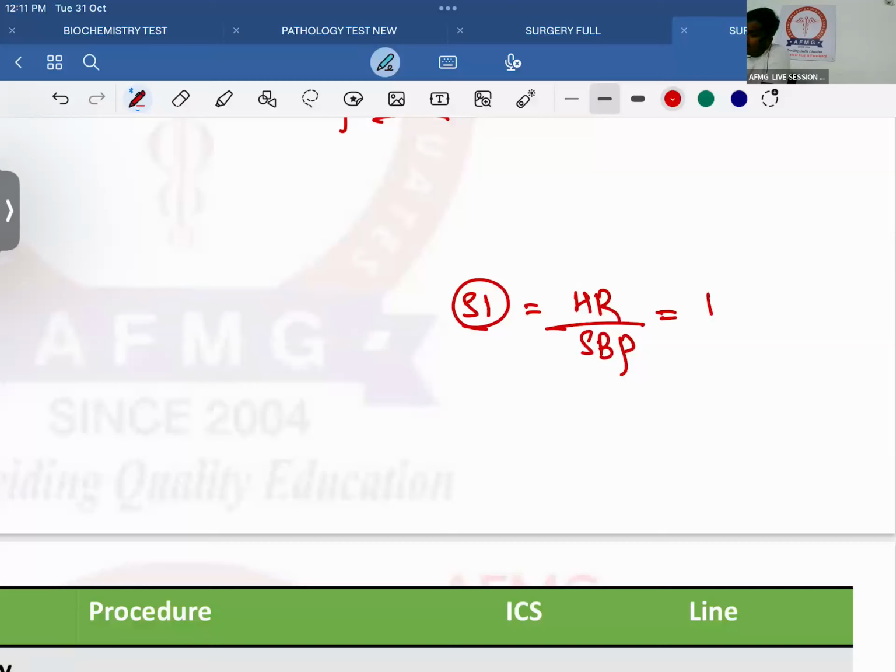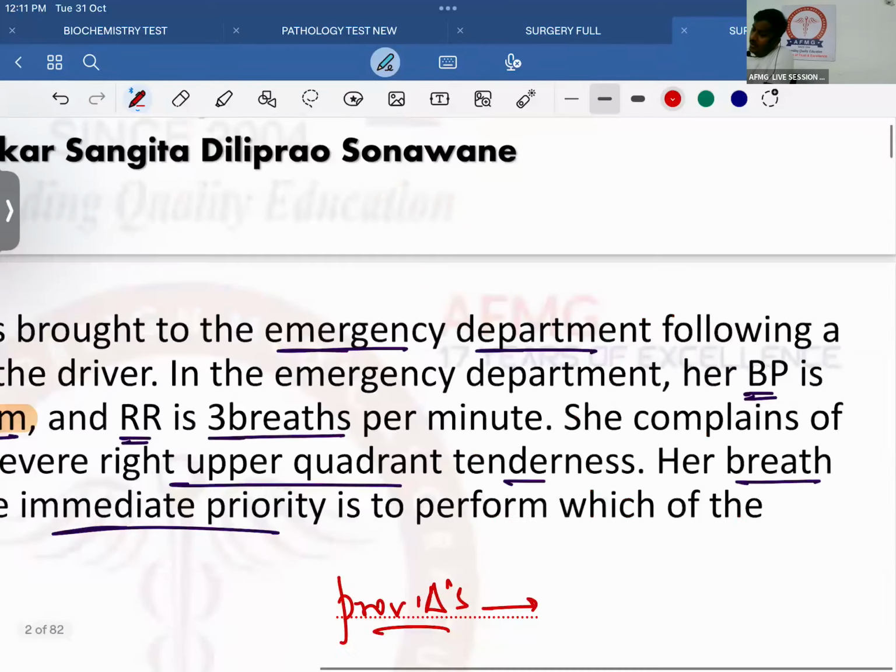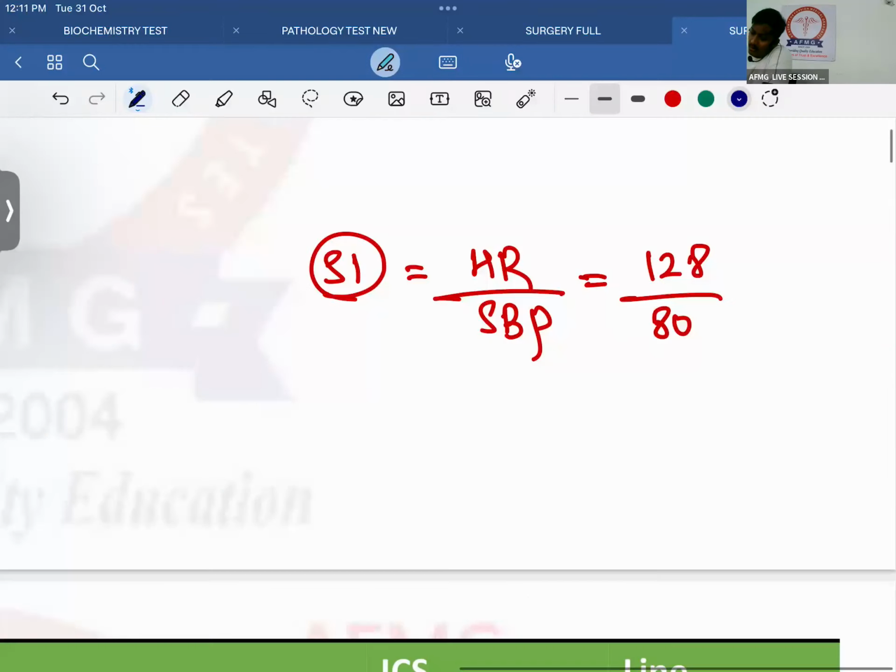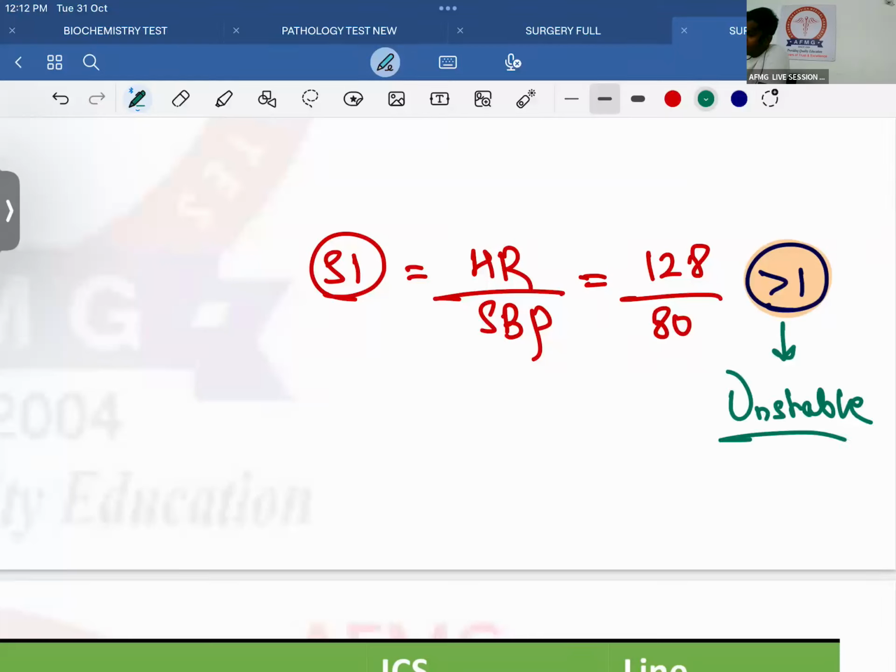What heart rate was given for this patient? 128 beats per minute. And what is the systolic BP? 80. Now please tell me, will the shock index be more than 1 or less than 1? It will be more than 1, because the numerator has increased. And if the shock index is more than 1, that is suggestive of a hemodynamically stable or unstable patient? So my patient is hemodynamically unstable. Hemodynamically unstable means my patient is going into shock.